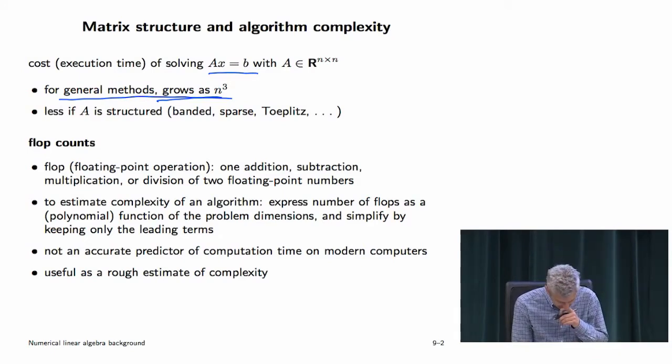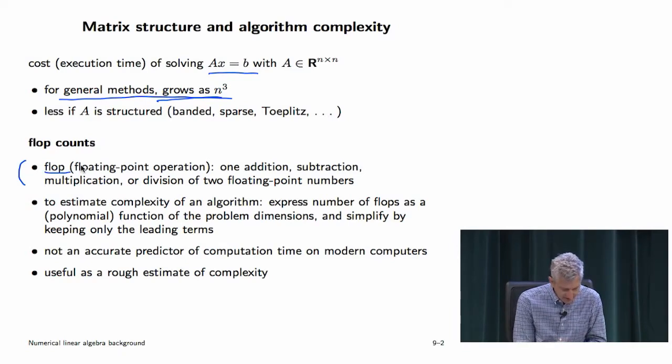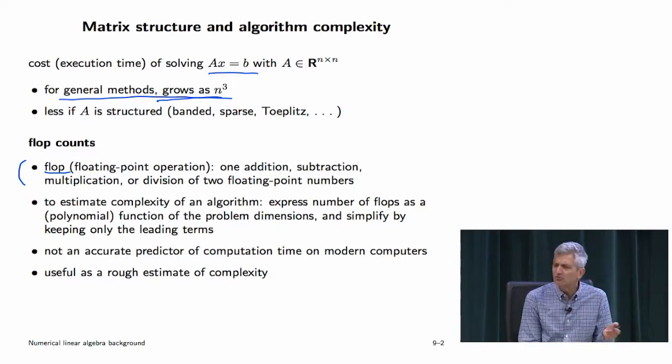So what are the basic ideas? Well, this goes back to the 60s. It's still sort of relevant. It's less relevant than it was. I'll say a little bit about that, but it still is not a bad indicator. So the basic concept is a flop. That's supposed to be a floating point operation. And roughly it's something like an addition, a subtraction, a multiplication, or a division of two floating point numbers.